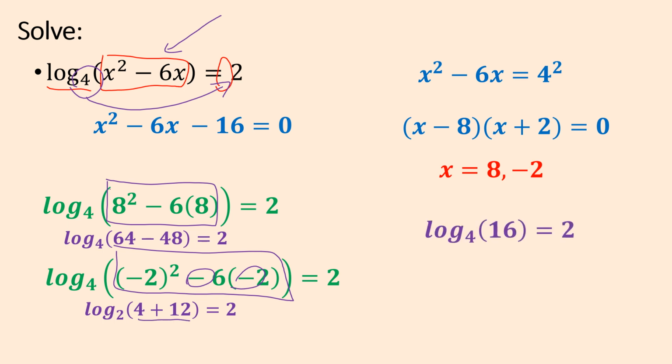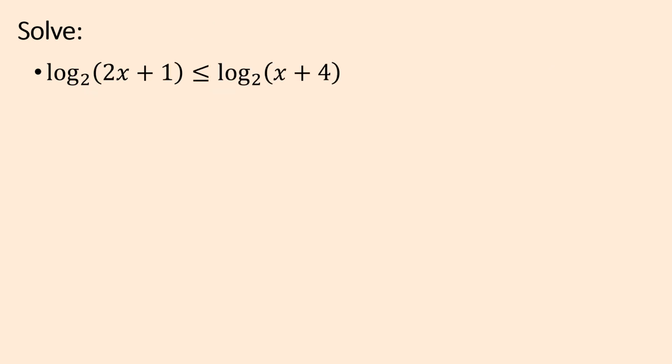So these are both the same thing. Neither of these is going to be extraneous. 4 squared equals 16. We've just verified our answer. Both of these are correct. Number 3, we're back to having logs on both sides, which is going to make this at least a little easier compared to the last one.